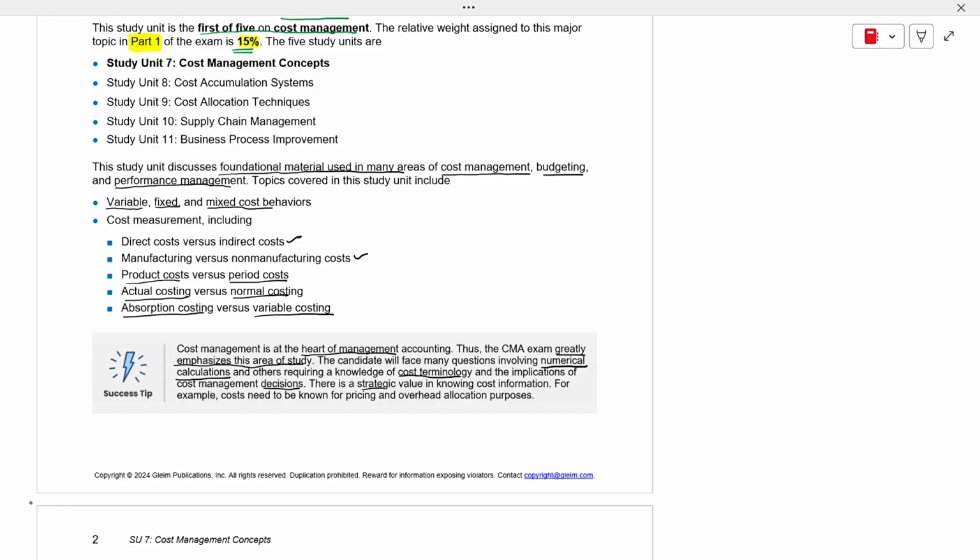There is a long-term, strategic value in knowing the cost. For example, cost needs to be known. What is the long-term value? We want to know the pricing decisions, and the overhead allocation process as such. For this purpose, we are using the cost management techniques.